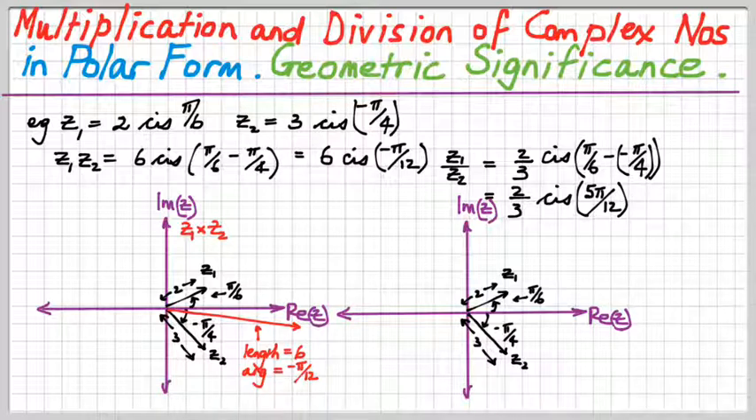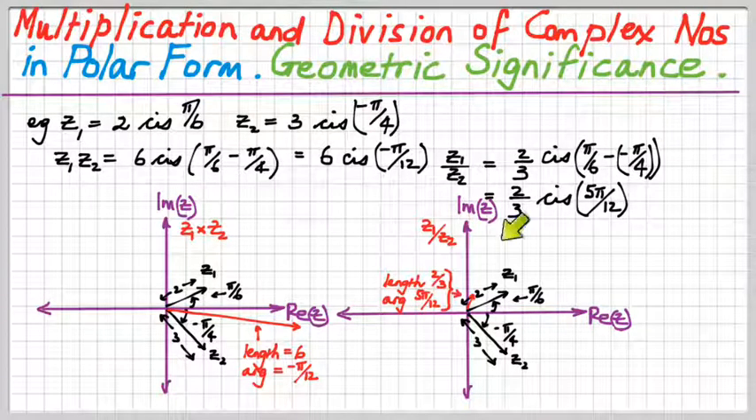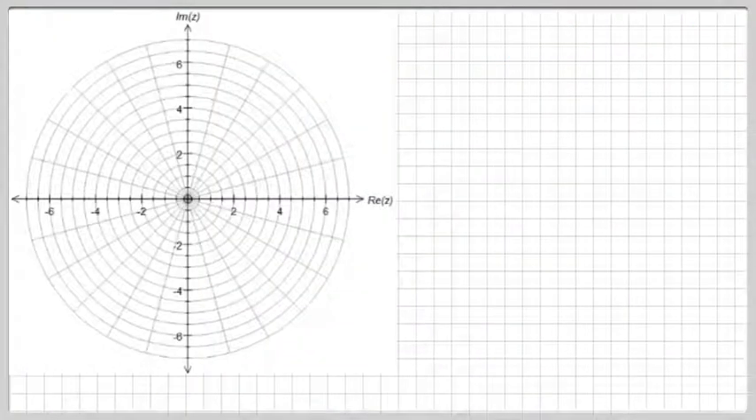Now what about this one over on the right? Z1 over Z2, okay? So the length is 2/3, so it's only going to be a stumpy little guy. And it's cis 5 pi on 12, so there he is. Look, he's microscopic, poor little fellow. He's only 2/3, and he's 5 pi on 12, which is only pi on 12 short of pi on 2, because pi on 2 is 6 pi on 12, isn't it? There he is.